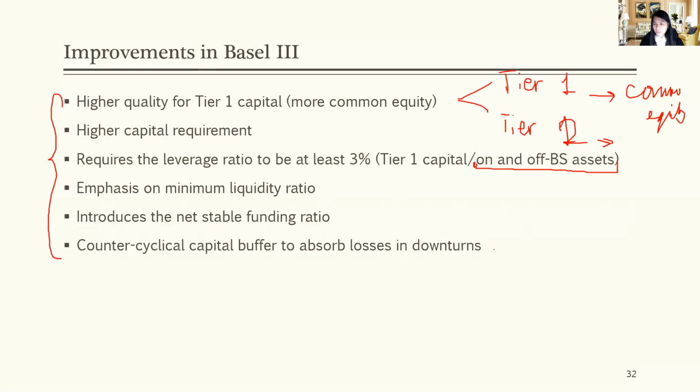All right, any questions here? I'm happy to upload additional information on these Basel regulations if you're interested. But for the purpose of this subject or your exam, you're only expected to know some of the major differences, right? The major improvements in Basel III, like I mentioned on the slide.